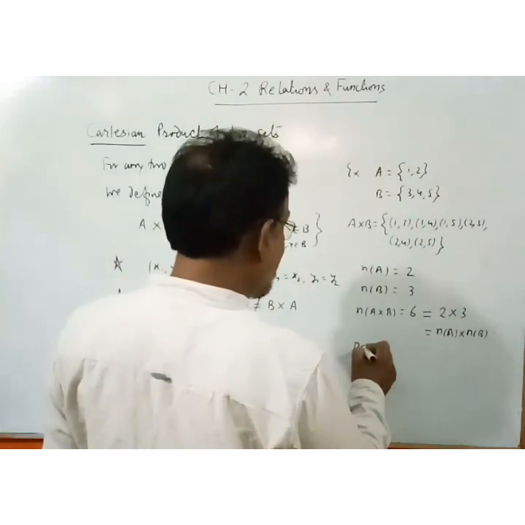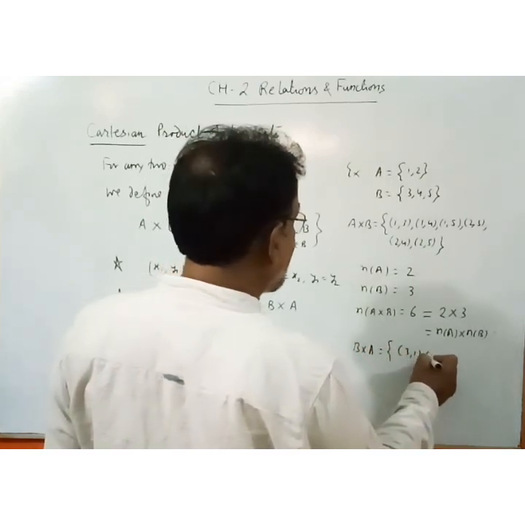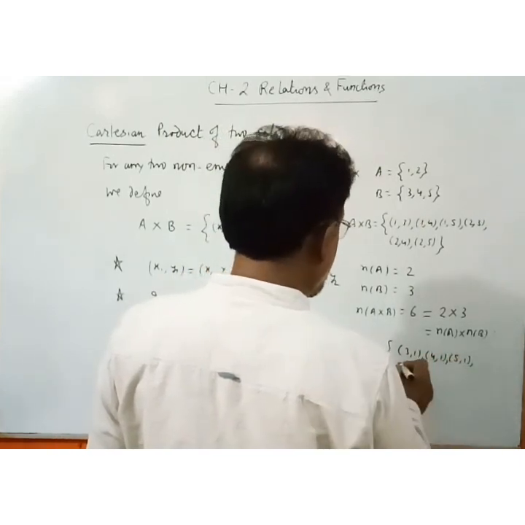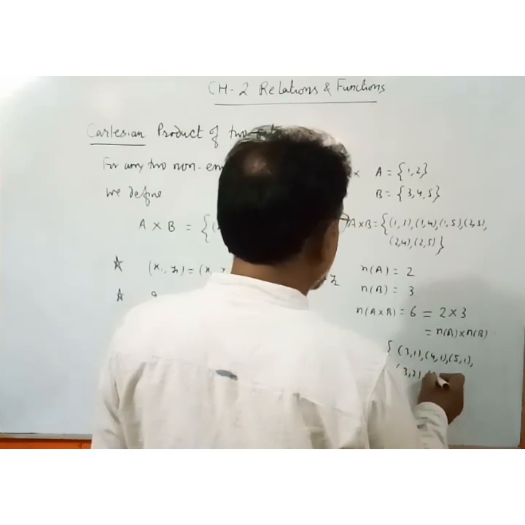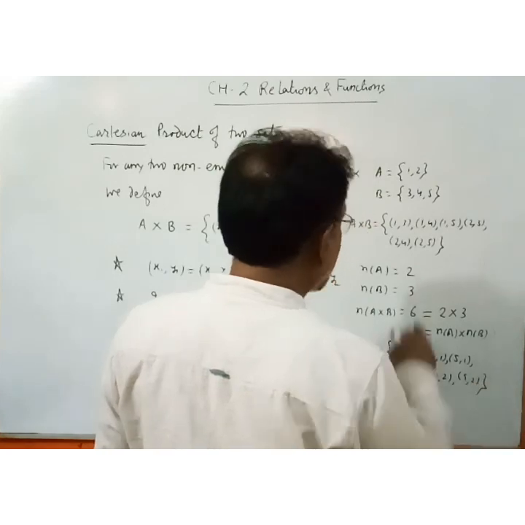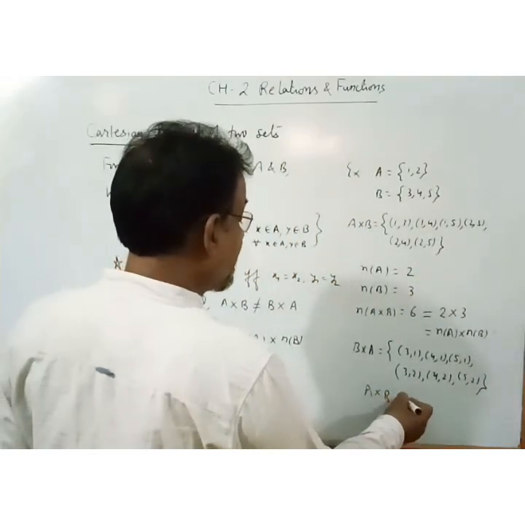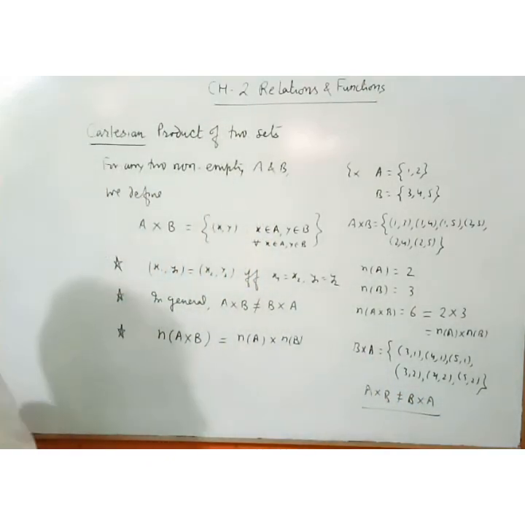One more thing we can check from here. B cross A, if we find, will become (3,1), (4,1), (5,1), (3,2), (4,2), (5,2). So no ordered pair is matching with A cross B. So A cross B is not equal to B cross A. This property is also verified. I hope this is clear.